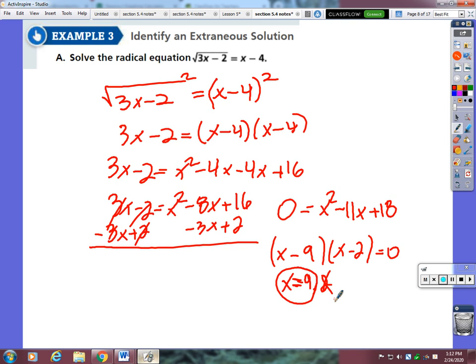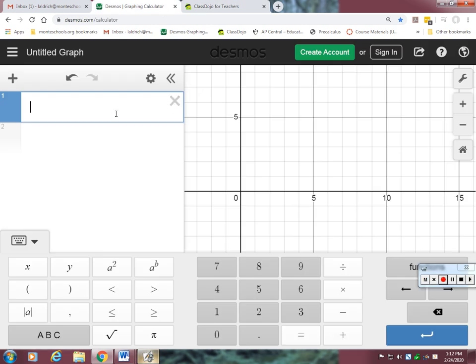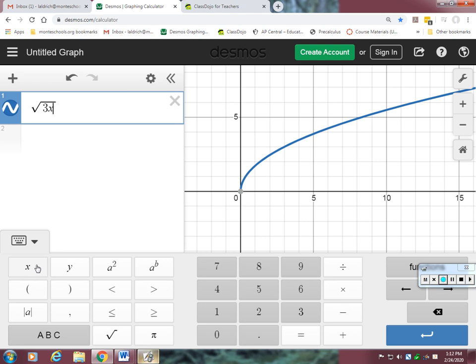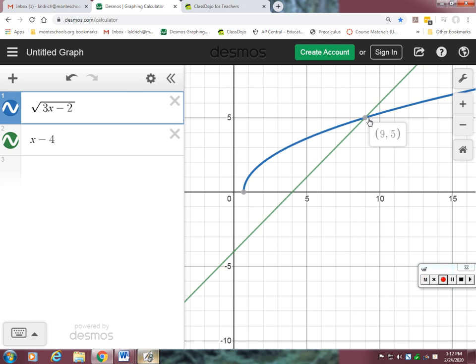I feel like somebody before asked me why does that happen. Was that in this class? And I didn't have a good answer, but now I do. Are you ready? Okay. So the original problem that we're trying to solve is when does the square root of 3x minus 2 equal x minus 4, right? Okay, so you can see from the graph that they intersect at this one point, and so that's why the answer is x equals 9, okay?